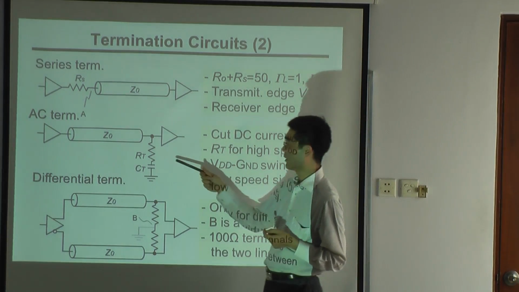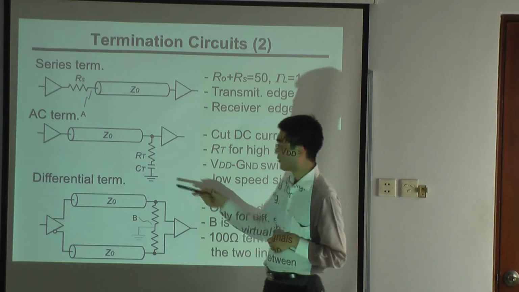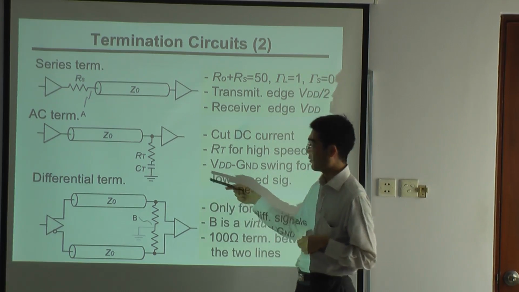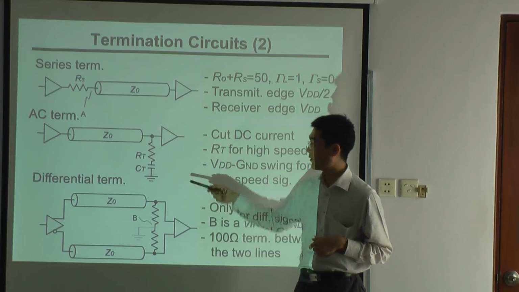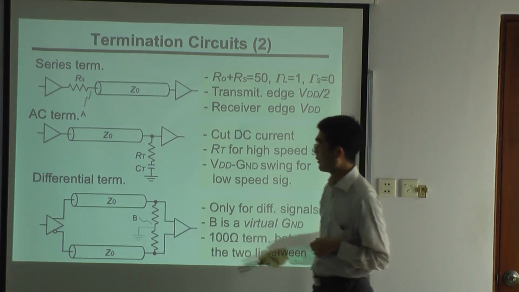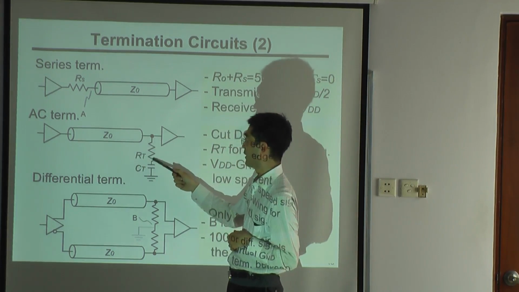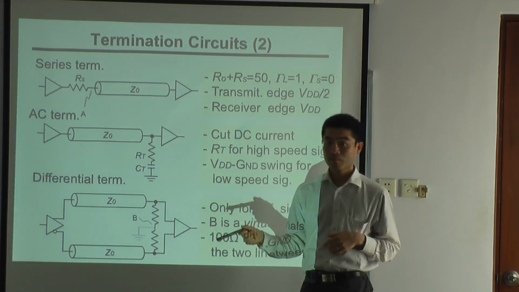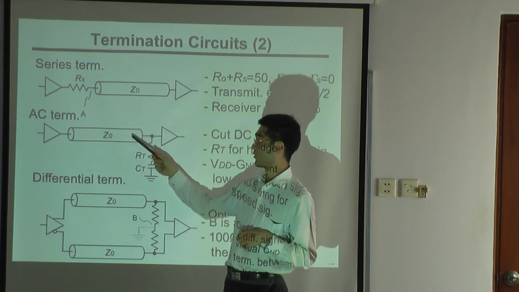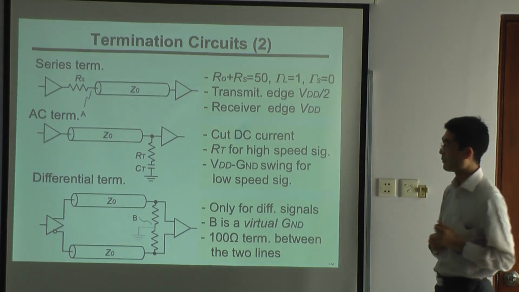And it sometimes works fine. Also we can have AC termination here. When we put a large C, a large C means it is open for DC and short for AC. So for AC signals it sees only RT, so it is matched termination. And for DC signals it is open, so no DC current flows.